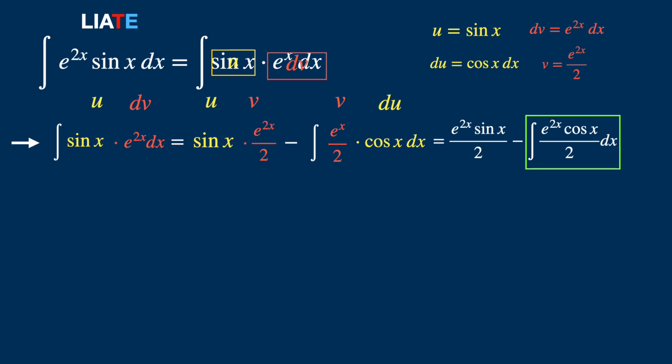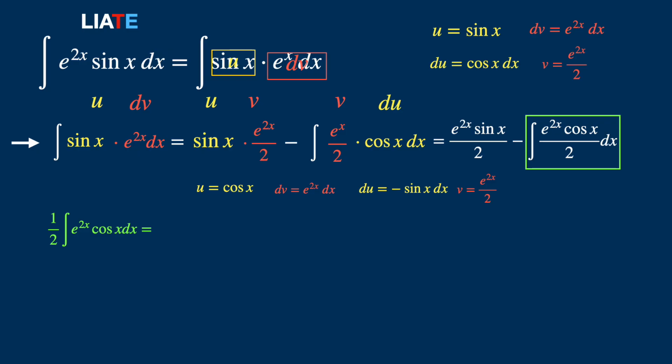Oh, it looks complicated, right? We're going to do integration by parts one more time, guys. I take out the 1.5, integral e to the 2x cosine x dx. So u is going to be cosine x, dv is going to be e to the 2x dx. Then we find du is going to be negative sine x dx, and v is e to the 2x over 2.